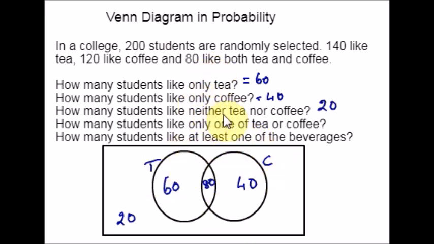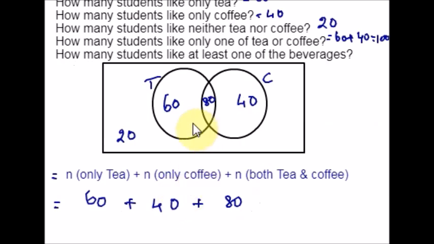Neither tea nor coffee means the none region. How many like only one of tea or coffee? So you should add the only regions. And the last part, how many students like at least one of the beverages? At least means you have to apply the formula here. N of tea, plus N of coffee, minus N of both tea and coffee. At least one means just add all these. So I'm getting 180. You can also use the probability of a not-event concept.